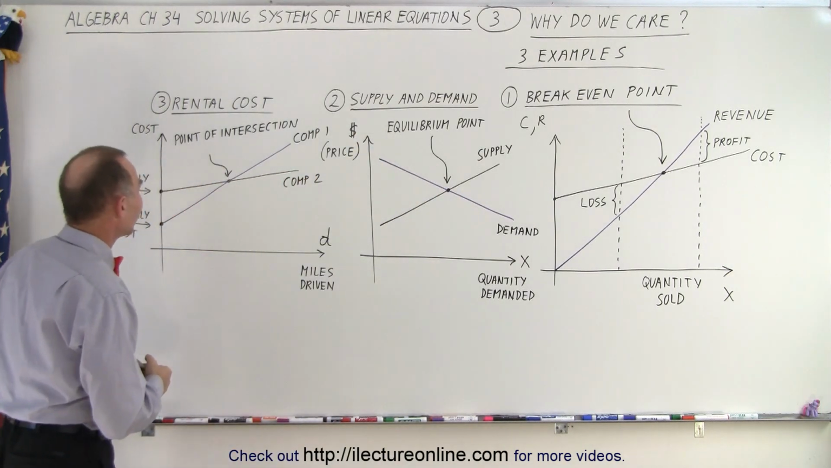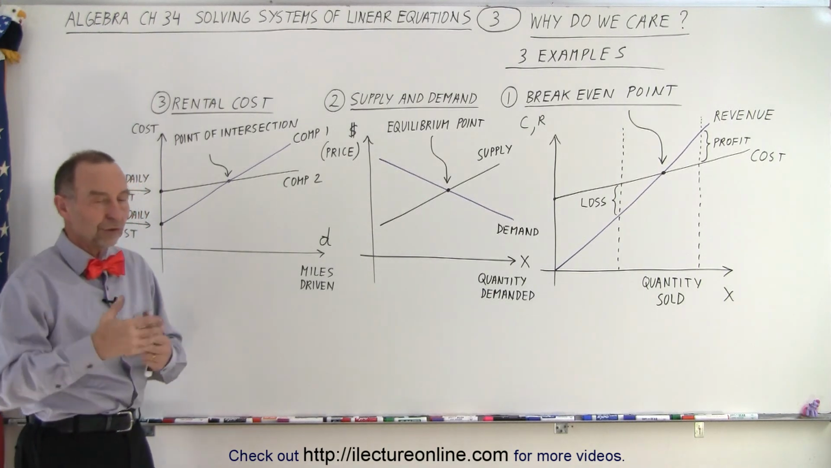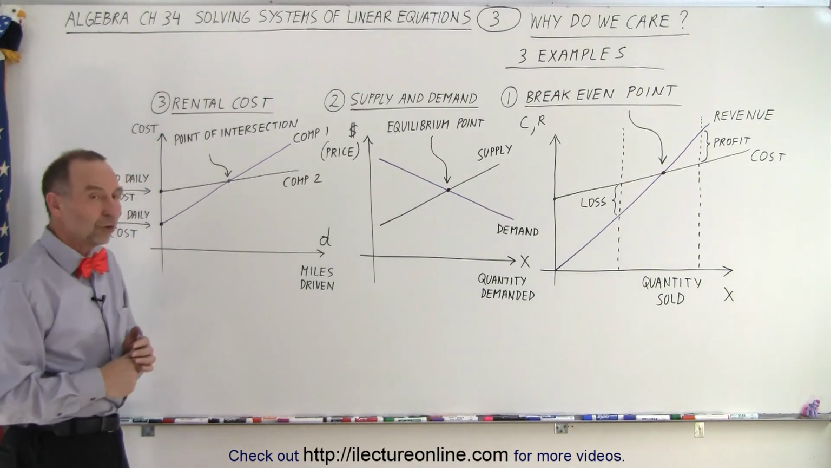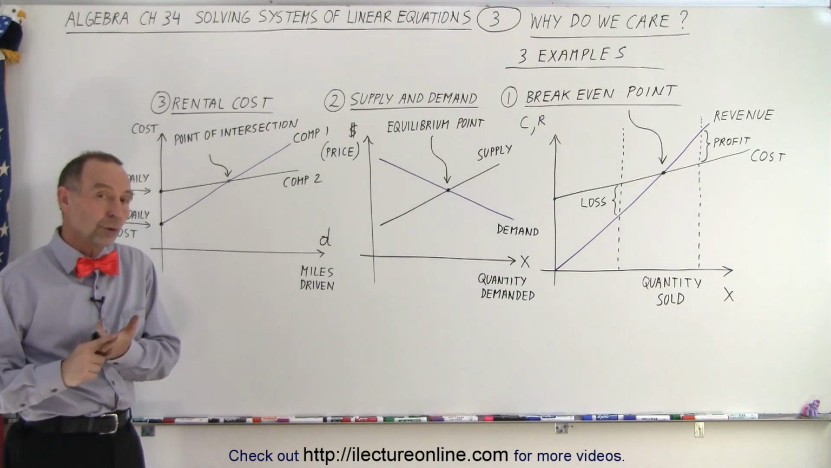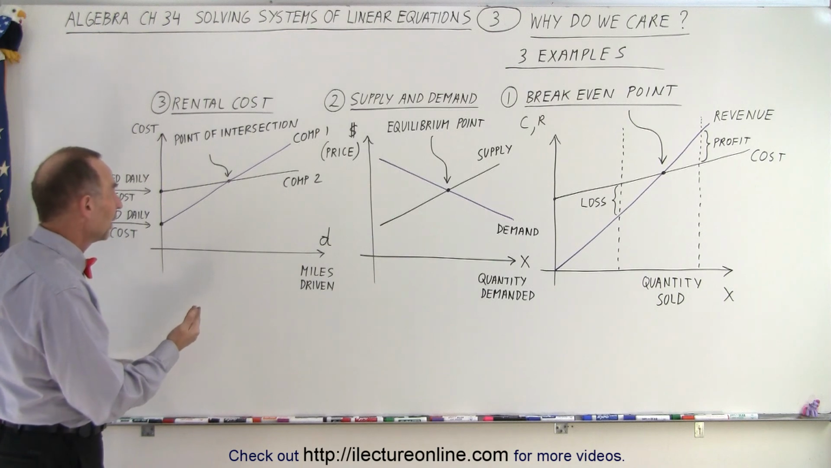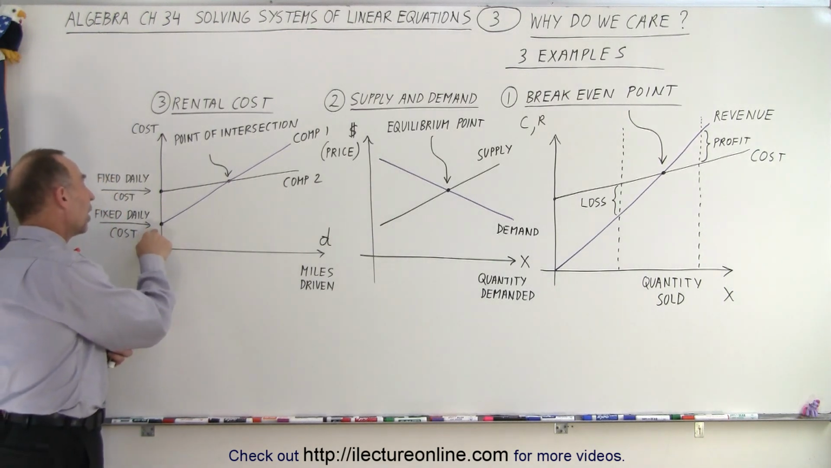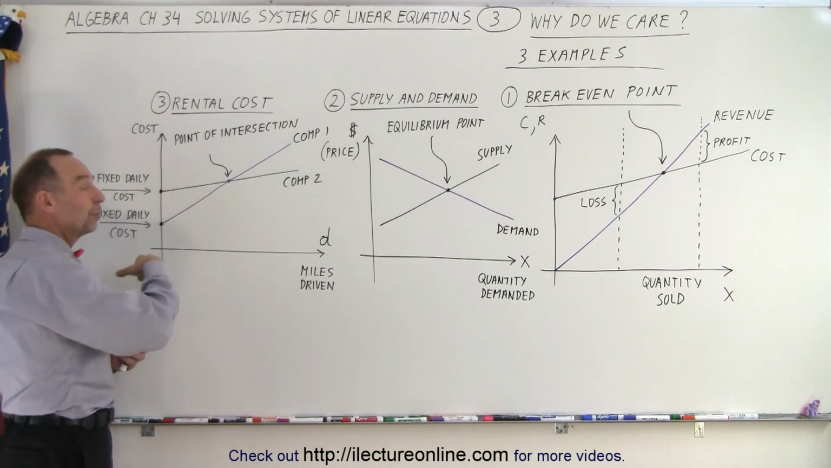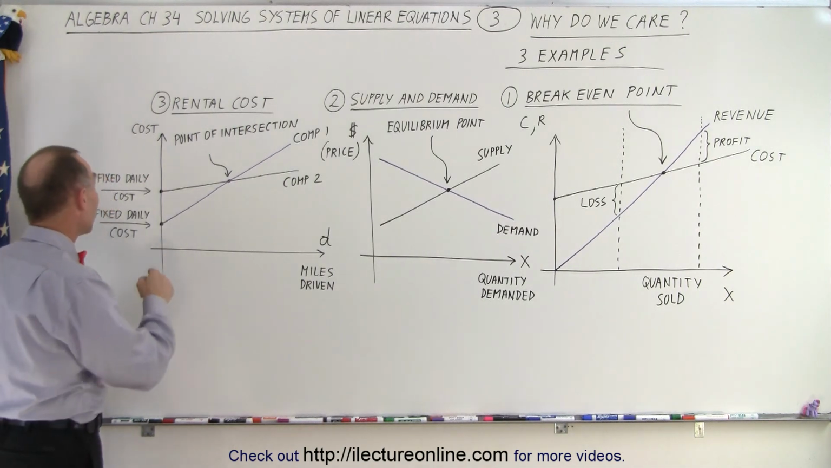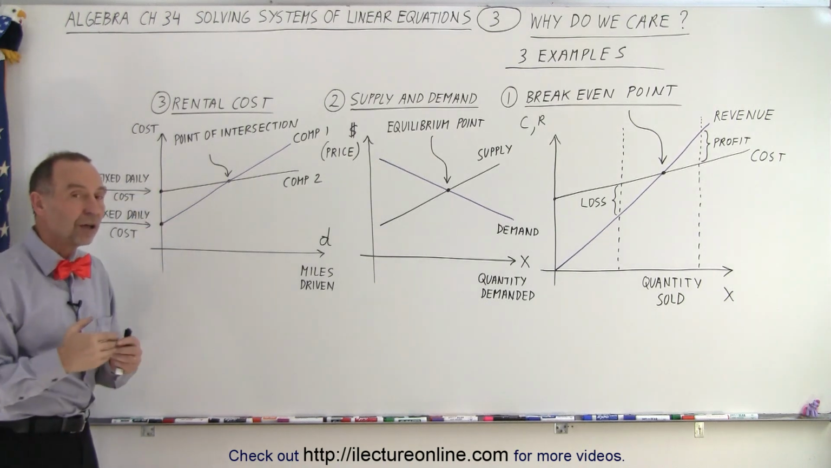Our third example is rental cost. Let's say you go rent a truck to drive things around with, and of course the rental company usually charges you a per day fee, and then they charge you a per mile fee. And some companies, they want to get your business, they have a lower daily cost, but the per mile cost will be greater. Other companies will have a greater fixed daily cost, but they'll have a lower cost for the miles driven.